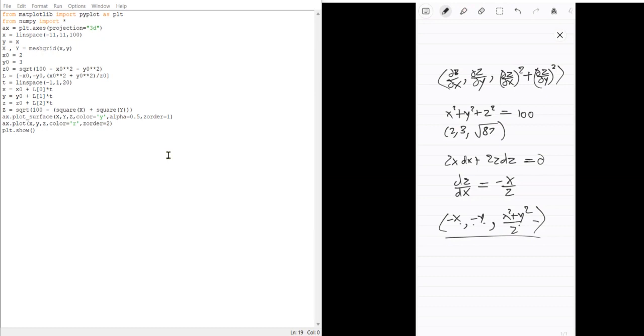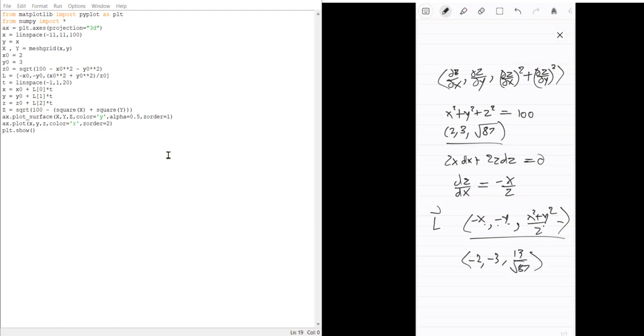So this will be the L vector that we are talking about. This is the vector that is tangent to our surface. And of course, you want it at this point, right? So the vector would be like negative 2, negative 3, and whatever this thing is. Well, x squared plus y squared, right? Well, that's just 4 plus 9, which is 13. 13 upon the z, which is square root of 87.